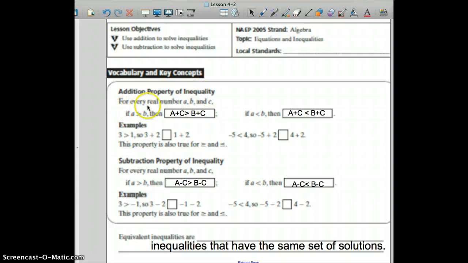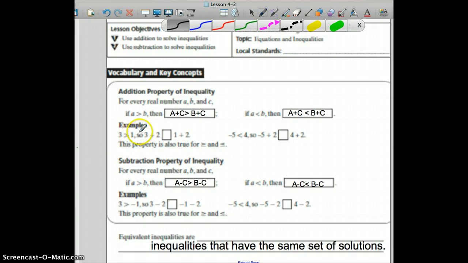That tells us for every real number a, b, and c, if a is greater than b, then a plus c is greater than b plus c. If you notice, we have a is greater than b, and we add c to both sides. That keeps the inequality true. Over here, if a is less than b, and then again we add c to both sides, we still have a true inequality.